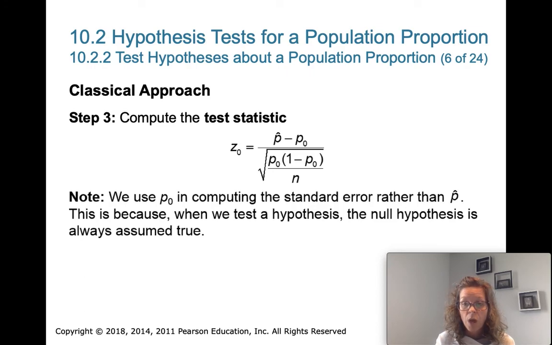Then we would compute our test statistic, which is a z-score. So remember, with z-scores we're looking at the difference between our assumption and our sample, and then dividing by the standard deviation, that big ugly square root thing. That's our standard deviation there. Dividing by the standard deviation tells us how many standard deviations we are away from our mean.